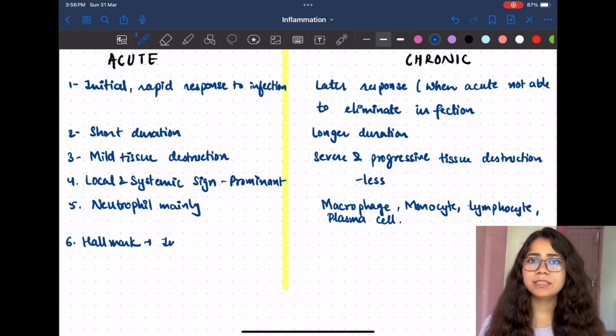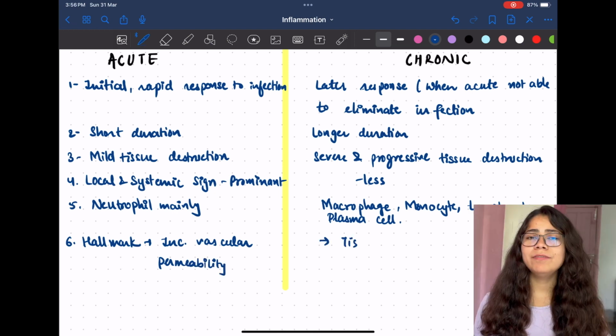Hallmark of acute inflammation is increased vascular permeability, while of chronic inflammation is tissue destruction. Both of them you will study later.